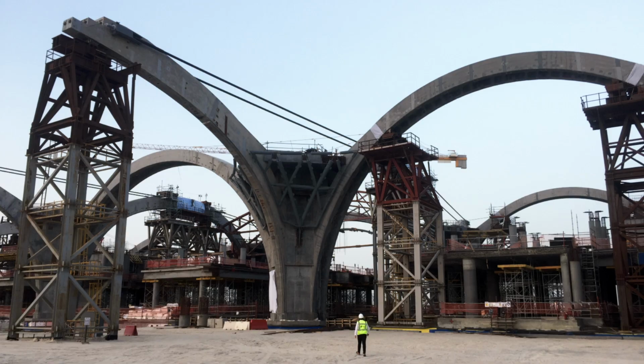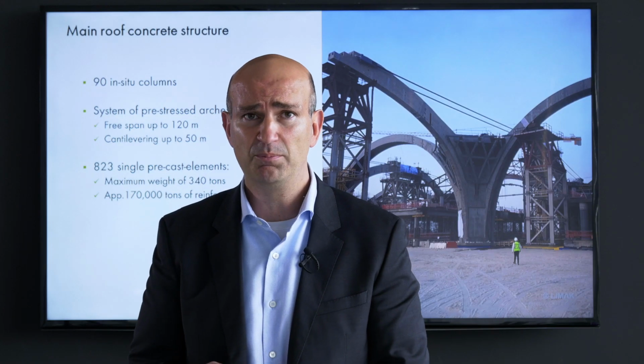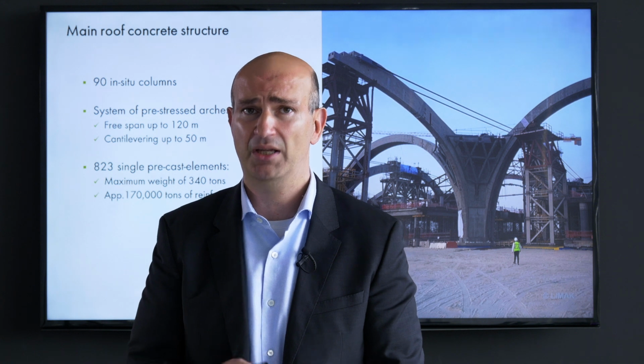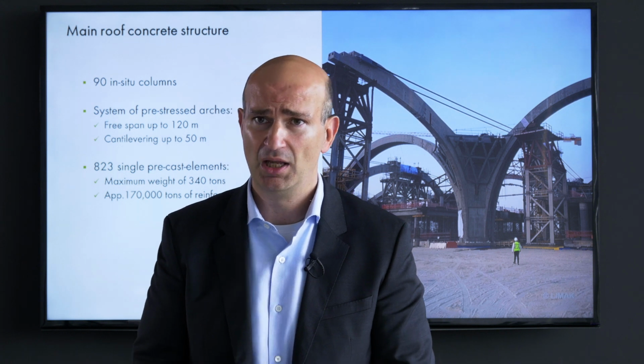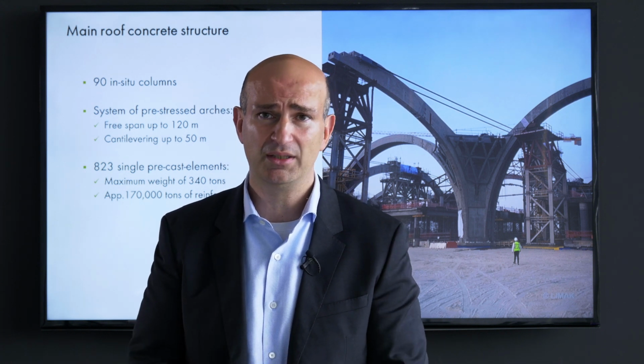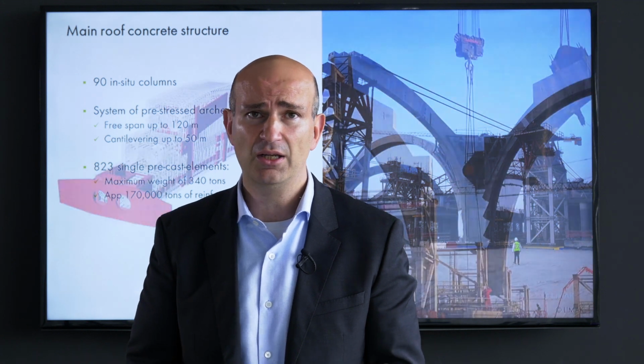I would like to focus on the two main components of the structure of the airport, because this has been the most challenging part. On one side, the backbone of the system, which is built out of 823 precast elements, creating the arch system built in spines and ribs, and the roofing made out of steel and concrete elements, the so-called shell cassette. Just to have an impression about sizes, which plays a role here, we have precast elements which weigh up to 340 tons and free spans up to 120 meters. So this is one of the keys of this project.